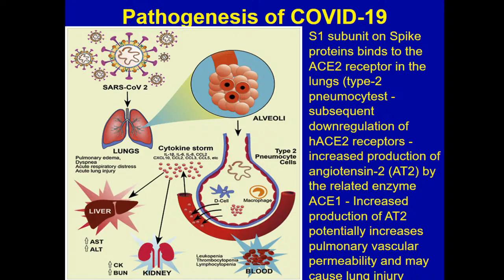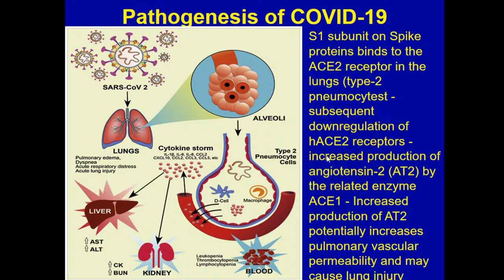Okay, we go to the pathogenesis of COVID-19. And you can see here that the S1 subunit of the spike protein binds with the ACE2 receptor in the lungs, and these are mainly type 2 pneumocyte cells, pneumocytes, yeah. So what is the pathogenesis of this exactly?